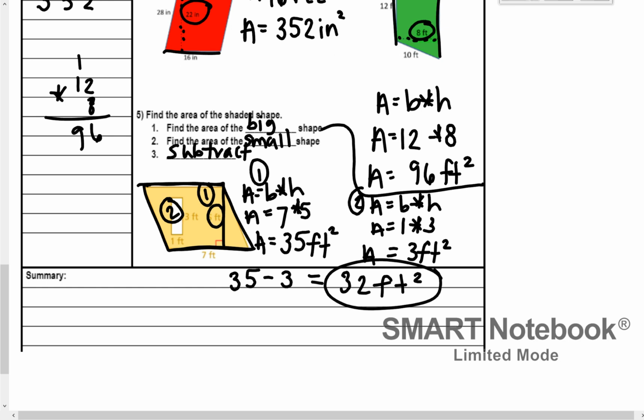And that's that. If you still have room left in the summary box, just write a quick little sentence or 2 saying how you find the area of a parallelogram. Talk about that base, talk about that height, talk about how to find that height and how to find that base, and then you can get started on your classwork.